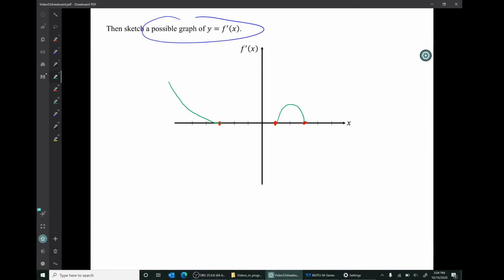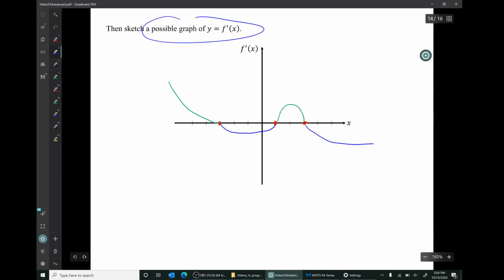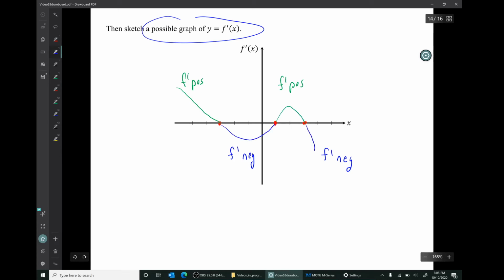Now let's go back up and look at more of our given information. F prime has to be negative on these intervals. So there's a crude graph of f prime. Of course, now that we get the idea, we can clean it up a bit. We could erase all those lines and just make a nicer looking graph. So there's a good example of a graph that behaves that way.